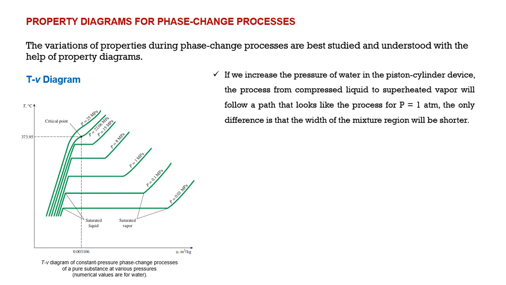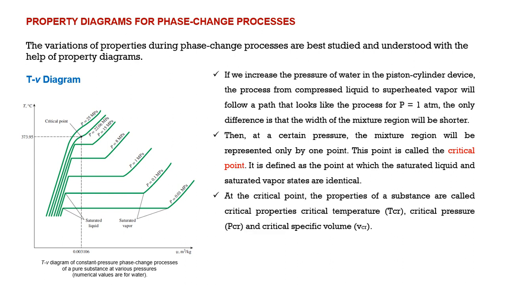As the pressure increases, the temperature for melting and freezing is slightly decreased. All the saturated liquid states are connected by a solid line. That line is called the saturated liquid line. All the saturated vapors are connected by a line, that is the saturated vapor line. The saturated liquid line and saturated vapor line meet at the critical point. It forms a dome-shaped structure. So, at a certain pressure, the mixture region will be represented by only one point.